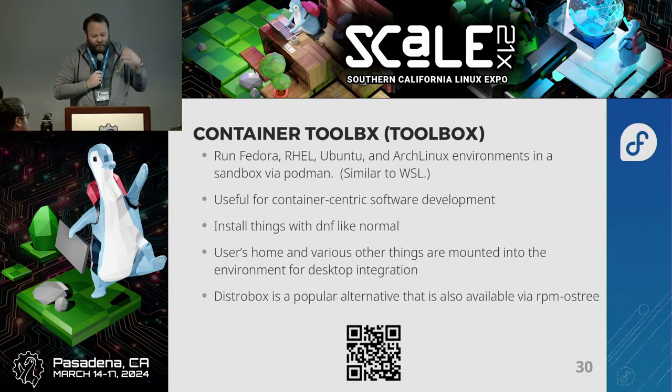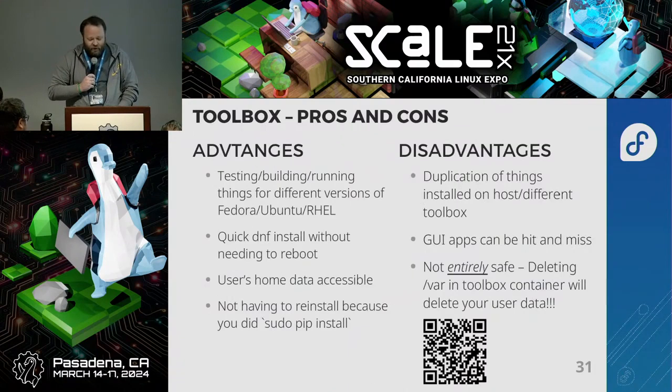So it's really useful for creating container-centric software development because you have that pristine environment, but you can just install things like you normally would with DNF. So you install RPM Fusion in your toolbox, install your app like you normally would, and bam, it's there. It's on the CLI. Your home folder and other things are mounted into that toolbox container for those desktop integrations. And DistroBox is a popular alternative, and it's also available. So it's trying to solve the same thing.